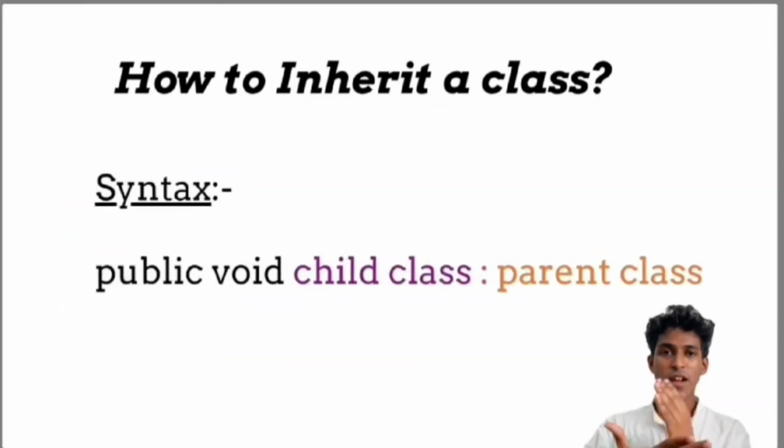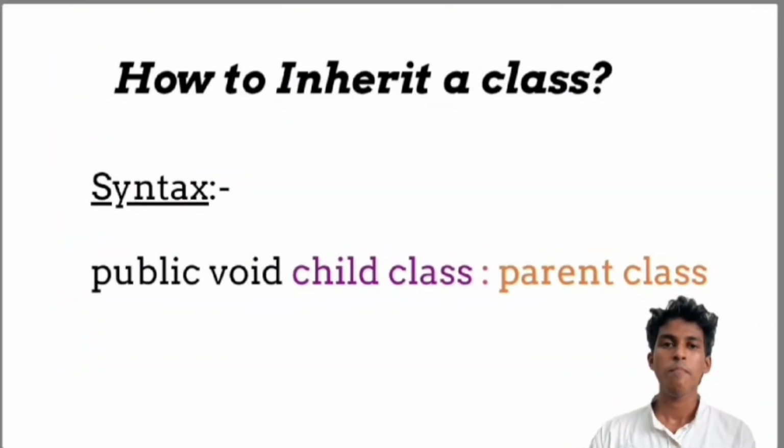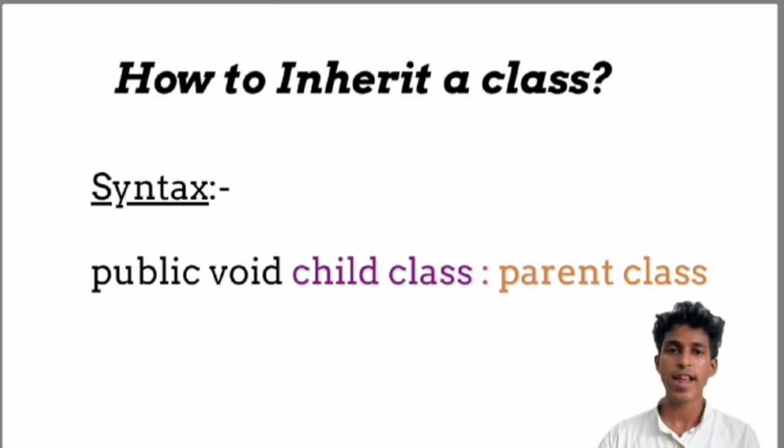Let's break down the components of the syntax: public void ChildClass colon ParentClass in the context of a general programming language. Public, an access modifier, means the class or method is accessible from other classes. Void indicates that the method does not return any value. Child class, the class that inherits from another class. Parent class, the class being inherited from.